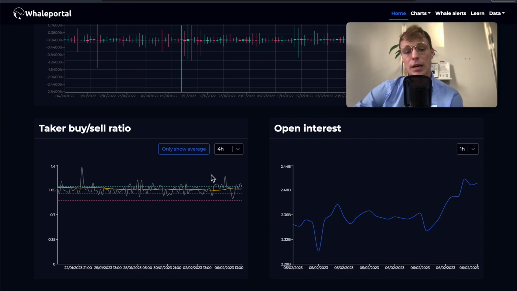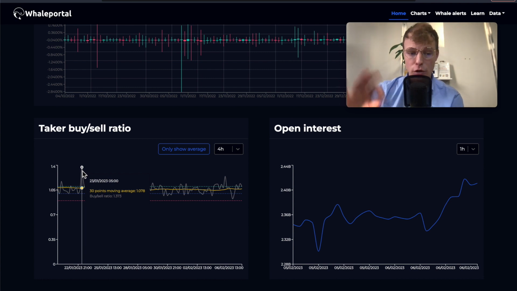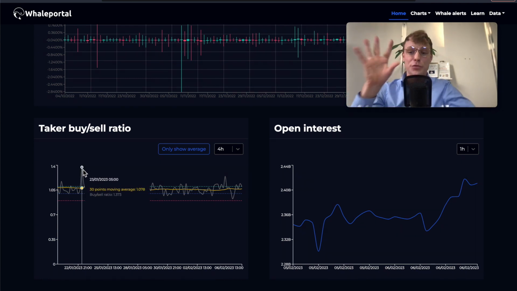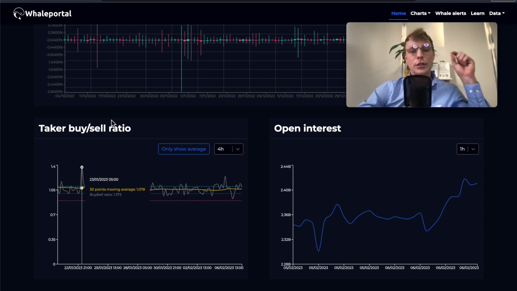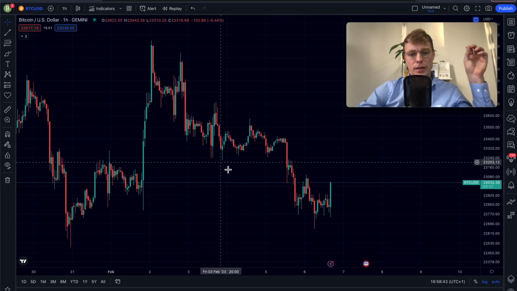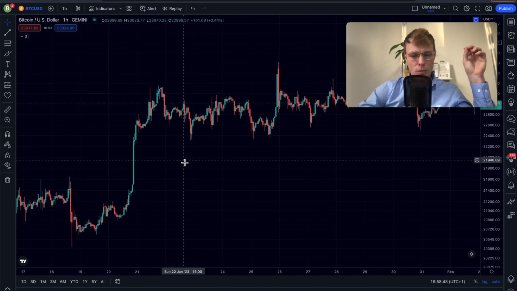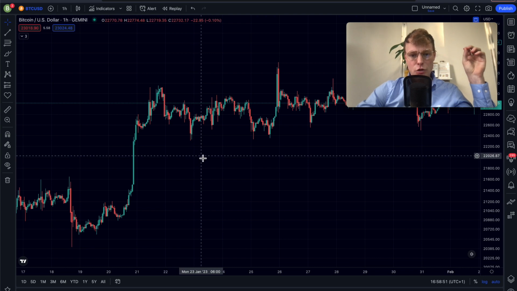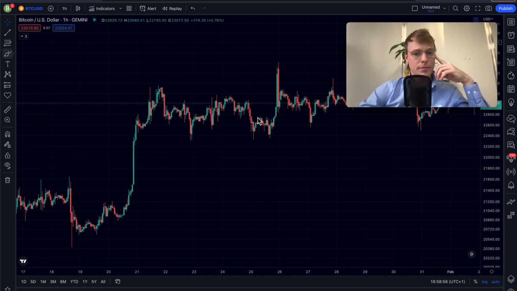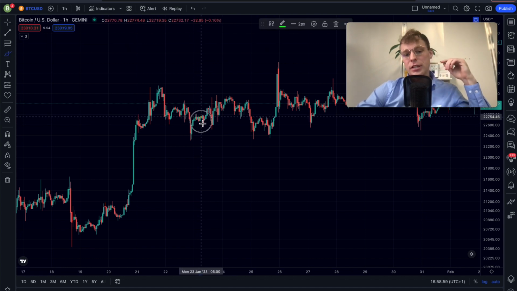So guys, let's take an example right here on the 4-hour chart, and that is right here on the 23rd of January, 5 o'clock in the morning. We get a very high reading, which means lots of people are buying with a market order. Let's have a look at the 23rd of January. Where is that? 23rd of January at 5 o'clock. That is exactly right here. So right here we can see a lot of people buying with a market order, and what happens afterwards, the price goes up.